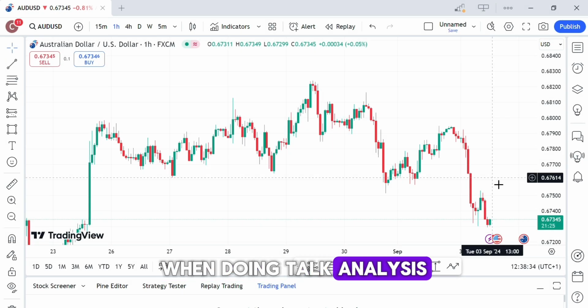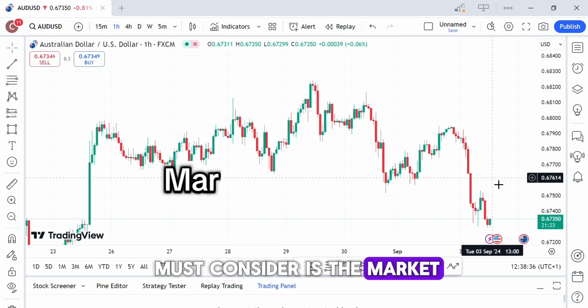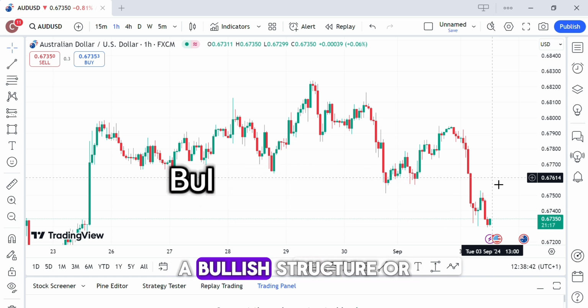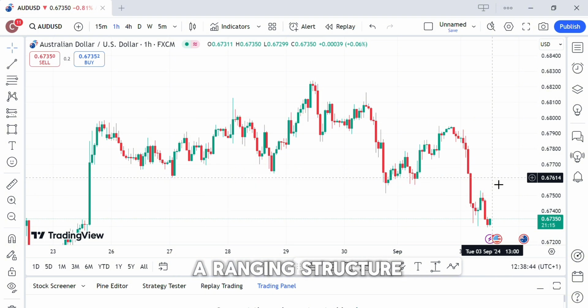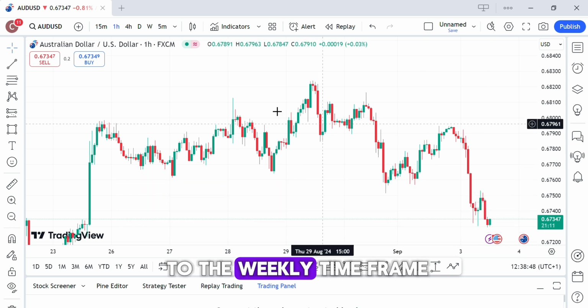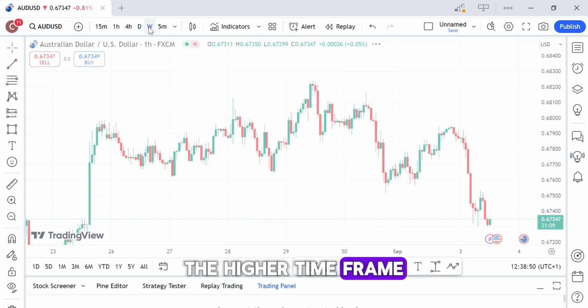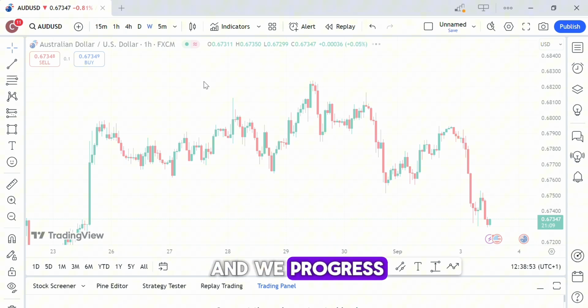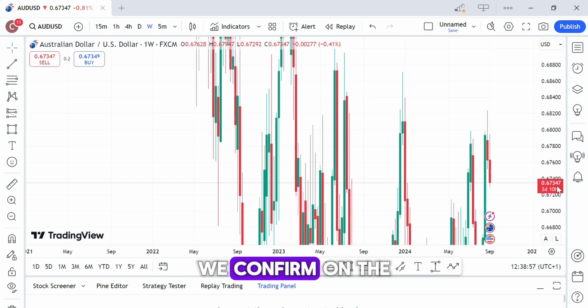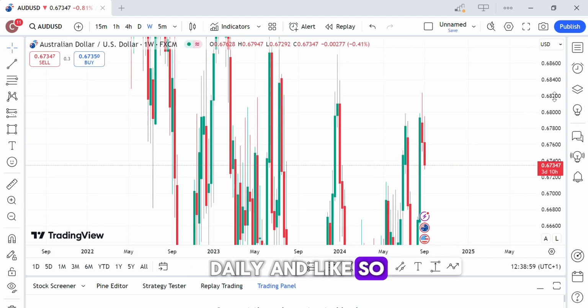When doing top-down analysis, the first thing you must consider is the market structure. We need to know the structure of the market. Is it a bearish structure, a bullish structure, or a ranging, sideways structure? Now let's go to the weekly time frame, the higher time frame, and we progress down. We check the structure of the market on the weekly time frame, we confirm on the daily, and so on.